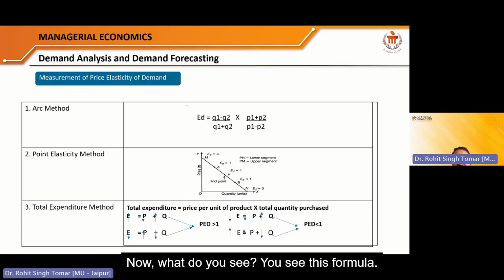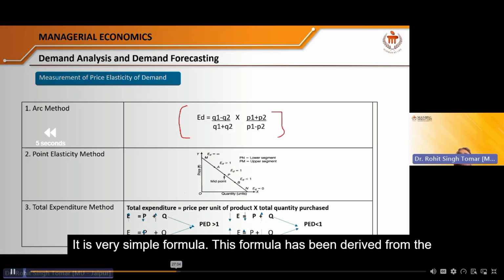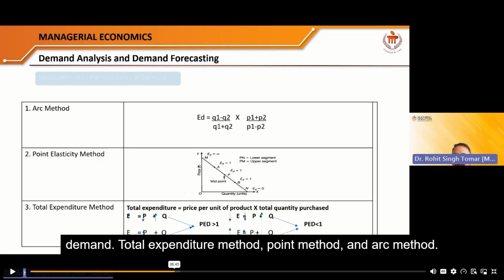Now, what do you see? You see this formula. You may be thinking this is a very tough formula. No, sir. It is a very simple formula. This formula has been derived from the same old formula of price elasticity. Simple formula. You see this: elasticity of demand, total expenditure method, point method.